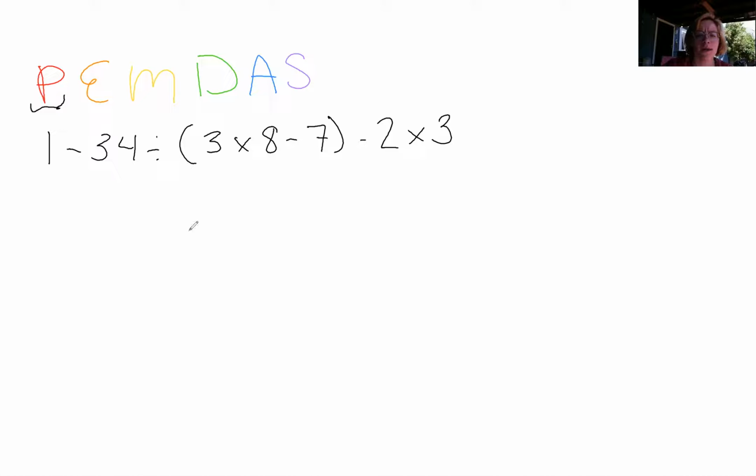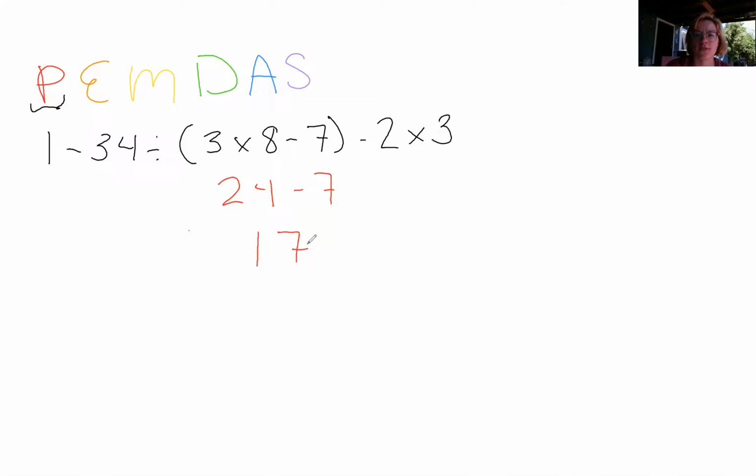So what is 3 times 8? It's going to give us a 24. We're going to bring down our minus 7. Now 24 minus 7. 24 minus 4 takes me to 20, minus 3 takes me to 17. Okay, I'm going to go ahead and bring down the rest of my problem.